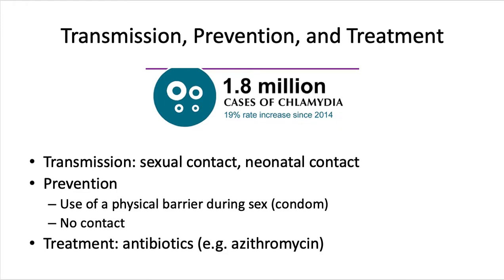All right. Again, 1.8 million cases of chlamydia in the United States. It is transmitted through sexual contact, but also through neonatal contact, meaning a fetus can get it from its mother during incubation. The only prevention for chlamydia is the use of a physical barrier. That physical barrier can be a condom during sex or no contact. Having a trusted partner where communication is key is also a good preventative mechanism.